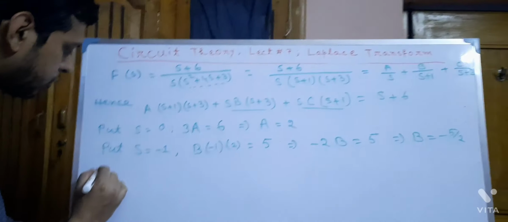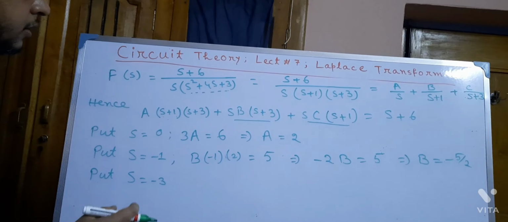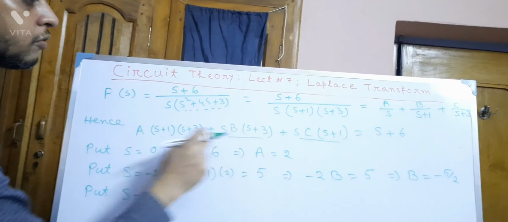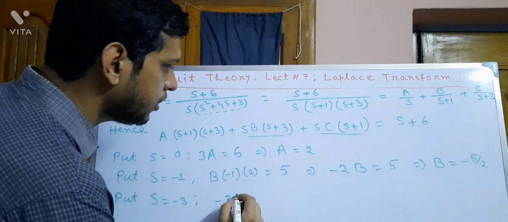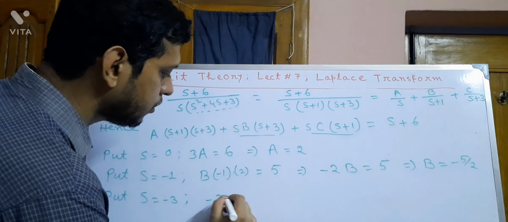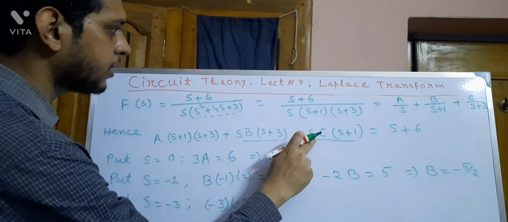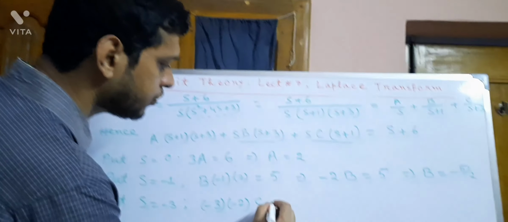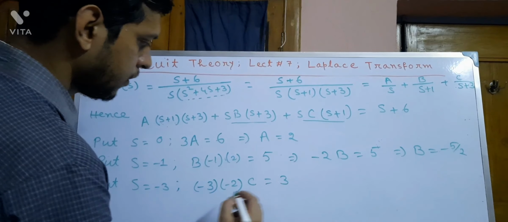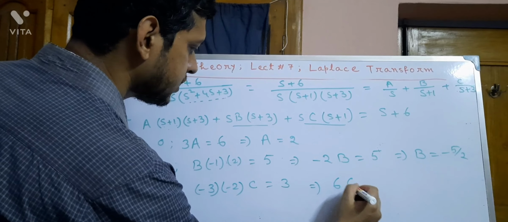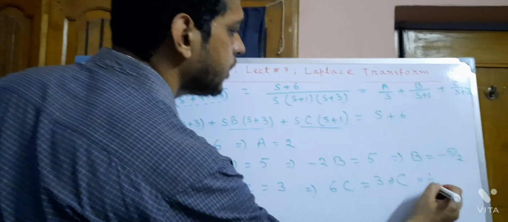Now let us put s equal to minus 3. If s equal to minus 3, then these first two terms will be equal to 0. So minus 3 into minus 2 into c equal to what? Minus 3 plus 6 equal to 3. So 6c equal to 3, or c equal to 1 by 2.